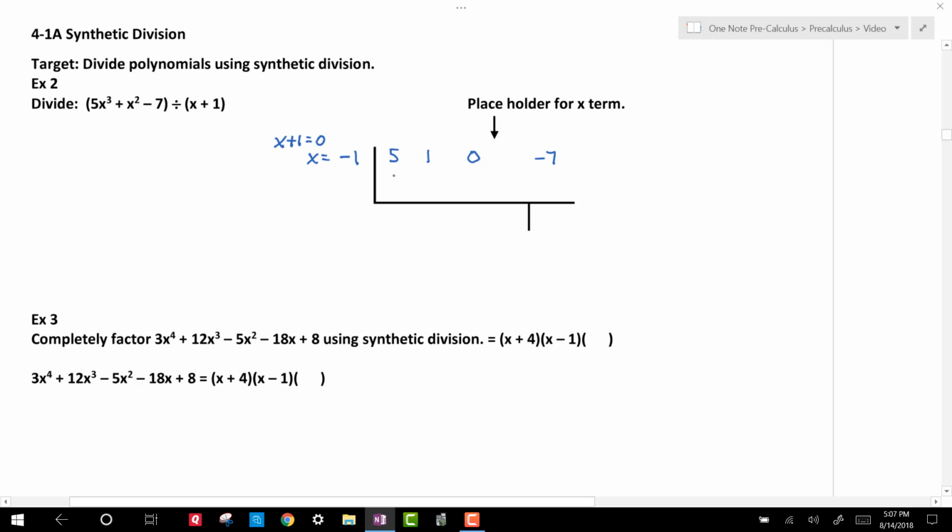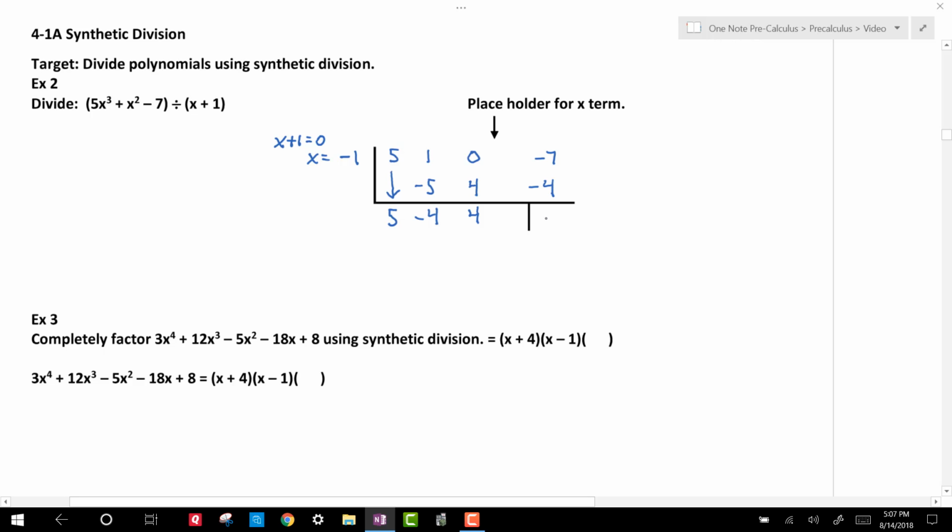Okay? So we're going to do the same thing. We're going to drop down the 5. We're going to multiply 5 times -1. That's going to give me -5. I'm going to add down the column. That's going to give me -4. I'm going to take that -4, multiply it by -1. That's +4. I'm going to add down the column. I'm going to multiply 4 times -1. That's going to give me -4.